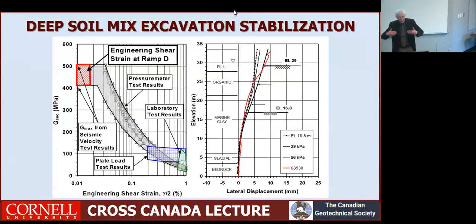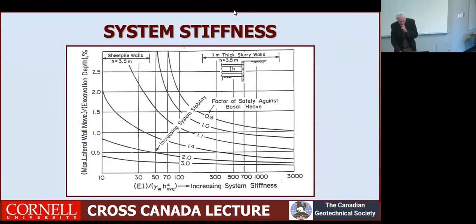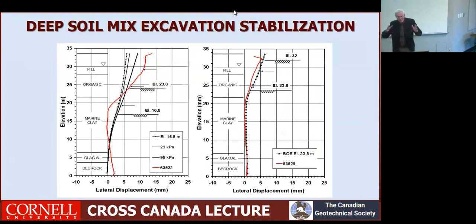And when we actually use the G max value from our seismic velocity measurements, we could match the actual deformations of these inclinometers, thereby showing that the stiffness that was imparted to the clay and the stiffness that came from the T-wall reduced strains to a level where you actually reduce the modulus, which then reduces the deformation.